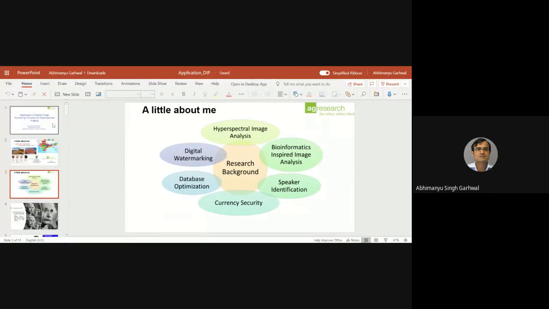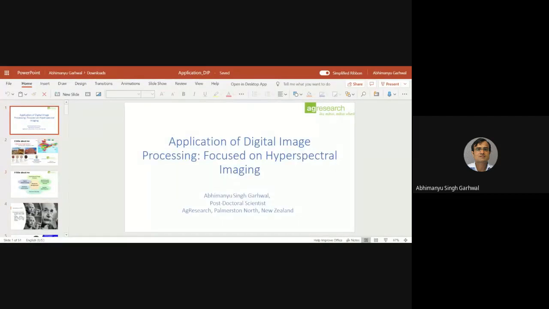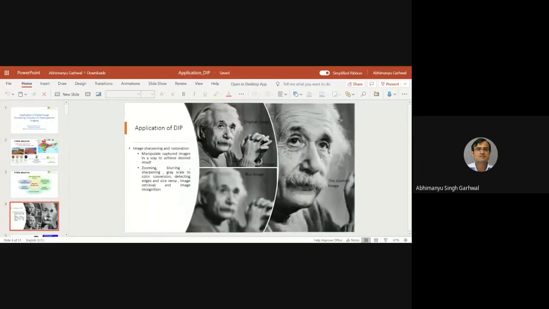Today's topic, as all of you know, is applications in digital image processing, focused on hyperspectral imaging. First I will explain the applications of digital image processing, and then I will explain hyperspectral imaging. A very simple application of image processing is image sharpening and restoration. We manipulate the captured images to achieve a desired result. Like, this is the original image. You can blur it, or you can zoom it. That is simple image sharpening and restoration.